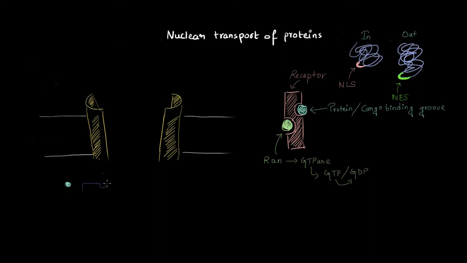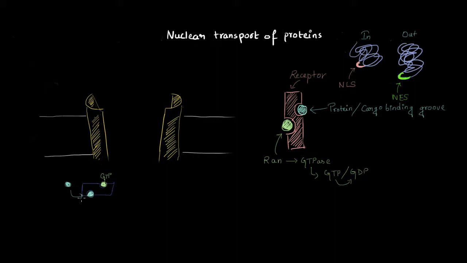The export receptor would also have two binding grooves where one, the cargo, the protein that needs to be exported binds, and the other, it binds to RAN in its GTP bound form. So this is the cargo and this is the RAN.